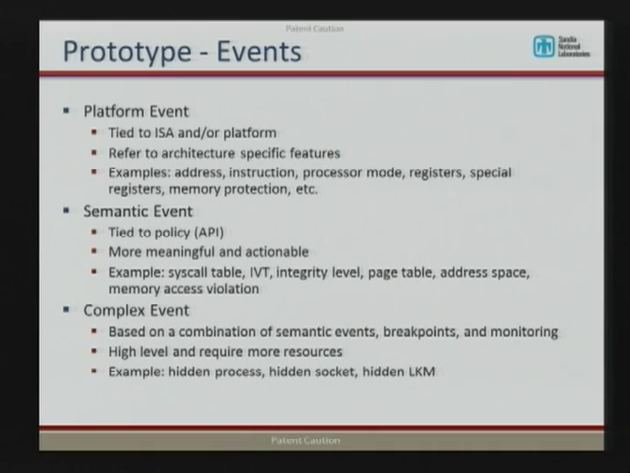A quick example would be if we took a process and we said that it's in the runtime queue, but it's not in the process queue, or I should say the task list. Does anybody know what that is? The process is running, but you can't see it in the task list. It's a hidden process. It's hard to represent that as a platform or a semantic event. If you monitor the right points in memory, you can actually see that happening, and so we consider it a complex event.